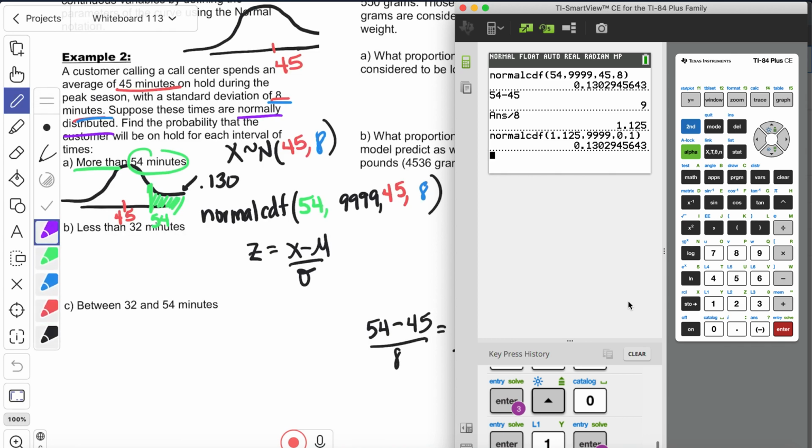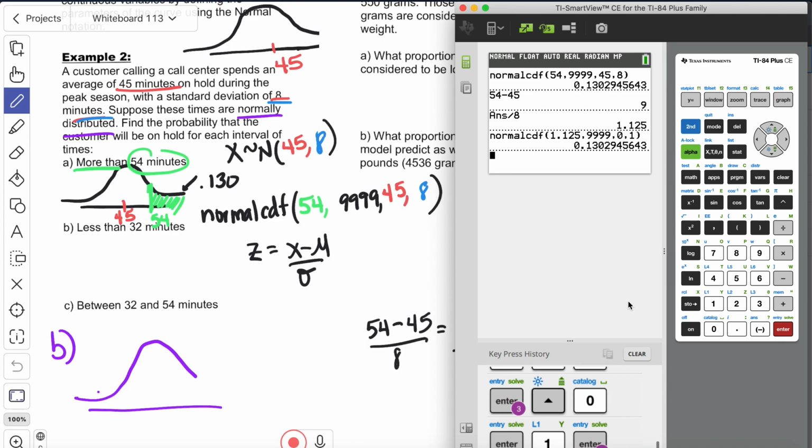So I'm going to do B down here. So again, I'm going to draw my normal curve. The mean of this curve is 45. So I'm interested in 32. So 32 is somewhere on this side of 45. Less than means shade to the left. All the values less than 32 are out here. This time I can see that my lower bound is going to go on forever to negative infinity, or negative 9999. Again, I need at least 3, one more than the mean.